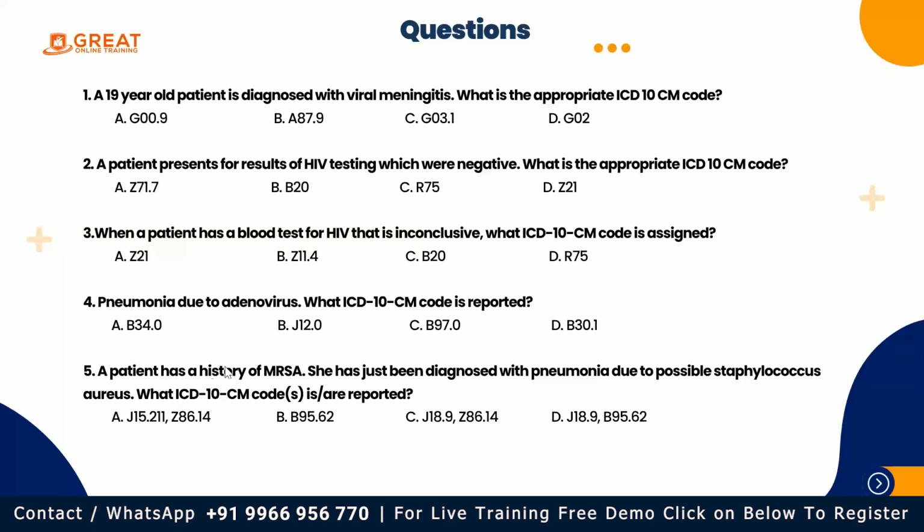If you read the question carefully, you will understand that this is history of MRSA, which means we need to indicate MRSA. So we rule out B and D here, because of the Z code. And after that, they have given pneumonia due to possible Staphylococcus aureus. So we need only the default code for pneumonia, which is J18.9. That's why the correct answer is C, J18.9 plus Z86.14. And if you want to search, I'll show you how to search this code also.